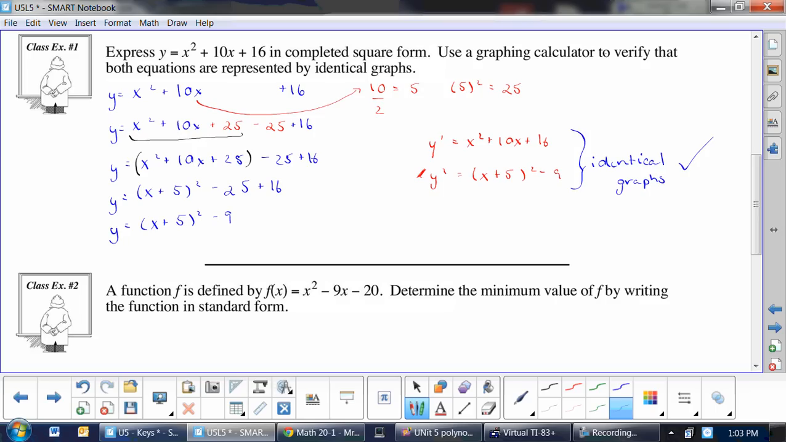Okay? So the reason you need to know how to do this is because the general form and the standard form tell us different things, right? So, Jackson? So on our standard form, we know like that the vertex is negative 5 and negative 9. We know that there's no stretch. We know that there's no reflection. But this will help us, I think it's in the next lesson, help us find our x-intercepts really quickly.